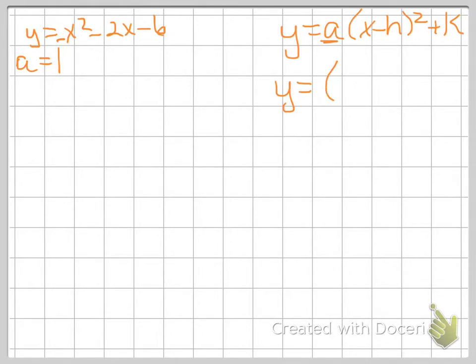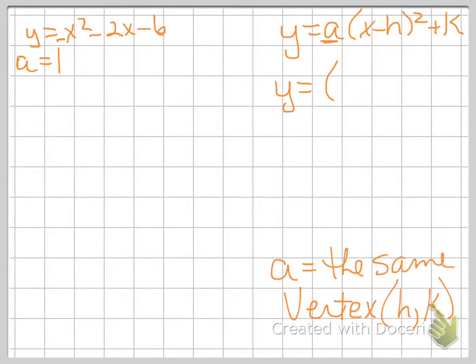Now, let's figure out our vertex, because that will give us our h and our k. Remember, our vertex is our h and our k for our vertex form.